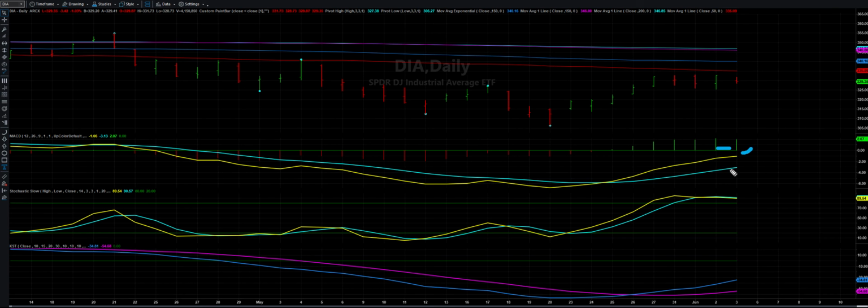Let's see if the MACD could get above zero. But once again, look at that red line on the chart. This is the bar chart of prices up top. We're right at overhead resistance at the 50-day moving average. Don't forget that.